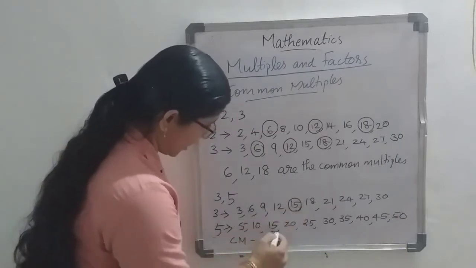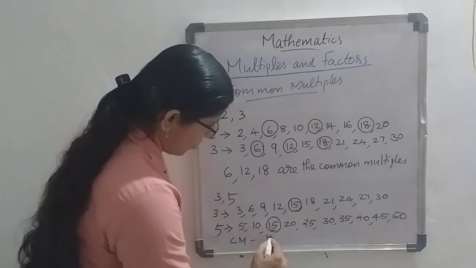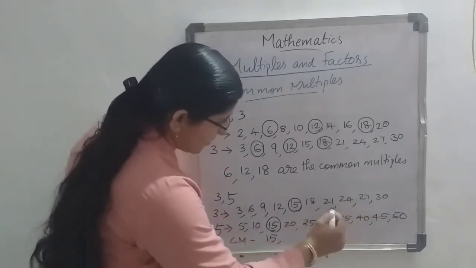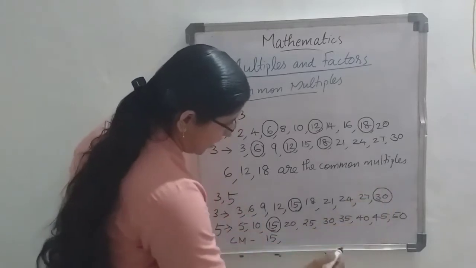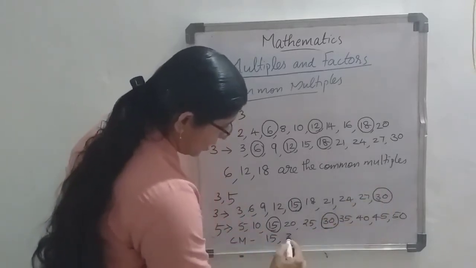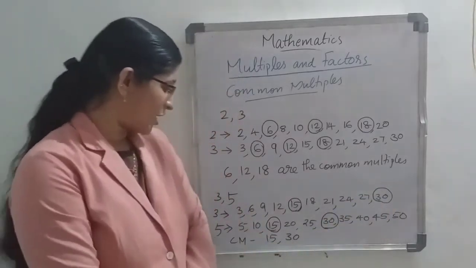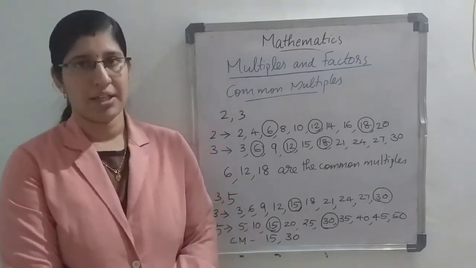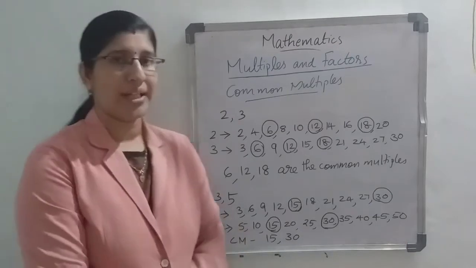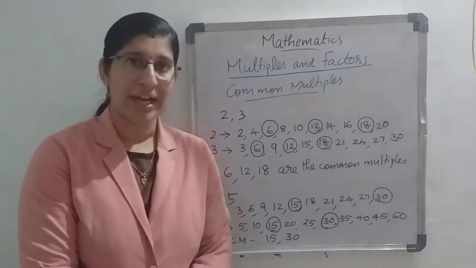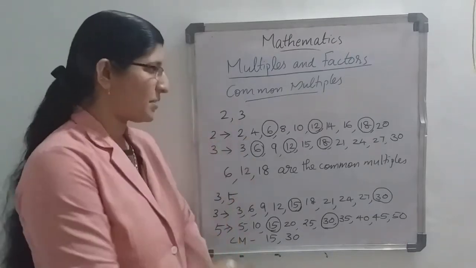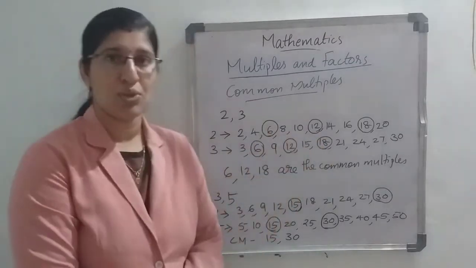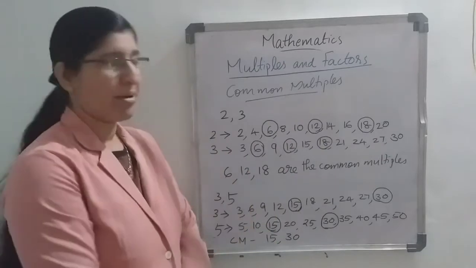Yes, 15 and 15. So the first common multiple is 15. Which is the next one? Check. 30, isn't it? 30 and 30. So the first two common multiples of 3 and 5 are 15 and 30. It is so easy to write the common multiples. You need to write the multiplication table of both numbers and find which are the common numbers, same numbers. Then it is so easy to get the common multiples.